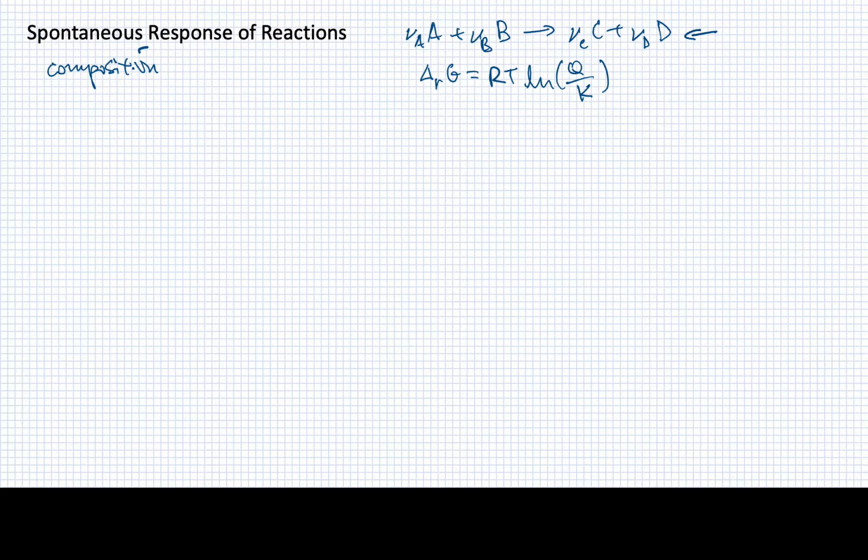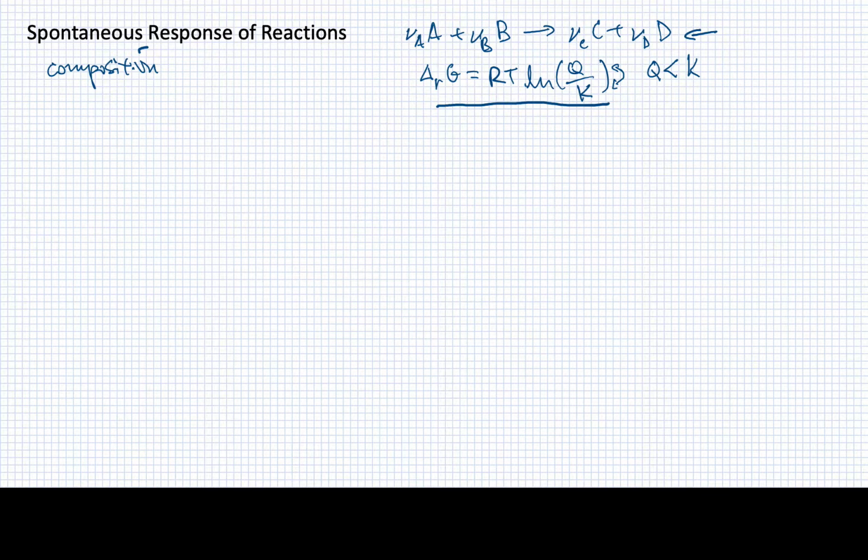I'll also remind you of a relation that we developed in the first video of this lesson, and that is that delta Rg is equal to RT times the log of the ratio of Q to K. And what I want to do is focus on this ratio. In particular, if Q ends up being less than K, then I'm going to have the log of a number that's less than 1, because Q over K is going to be some fraction.